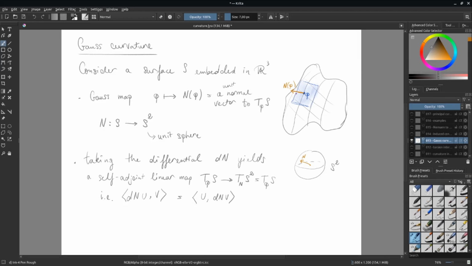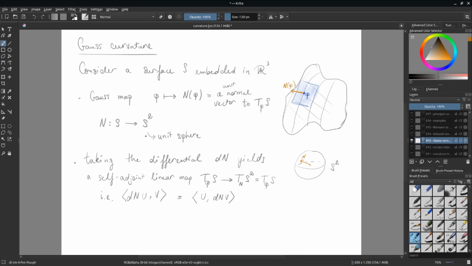And so let's suppose that for every point of my 2D surface here, I'm picking the normal vector to my tangent space at that point. Let's call that n of p. So we can think of this map n from my manifold S to the unit sphere. So it's a map from a manifold to a manifold.